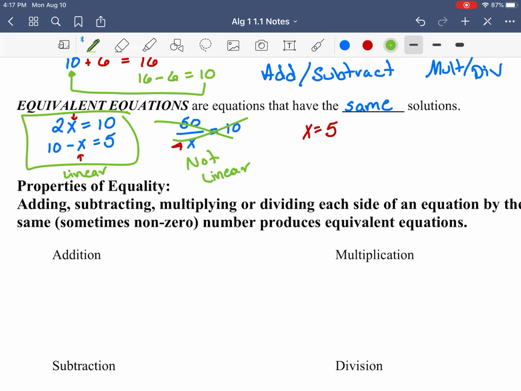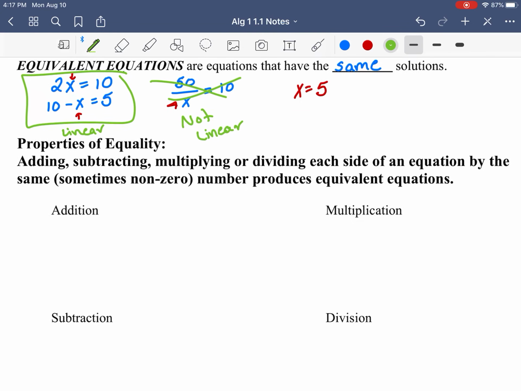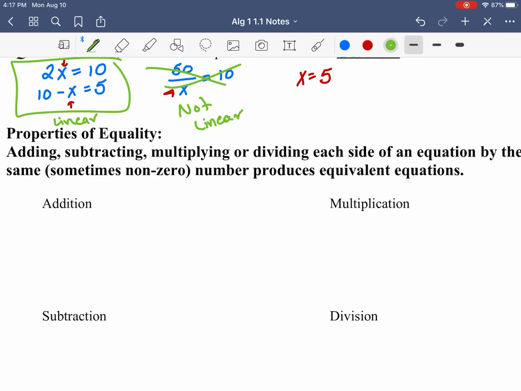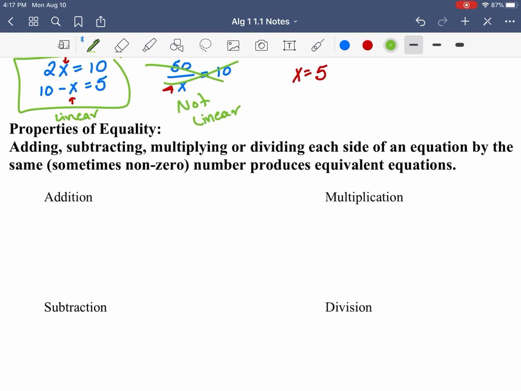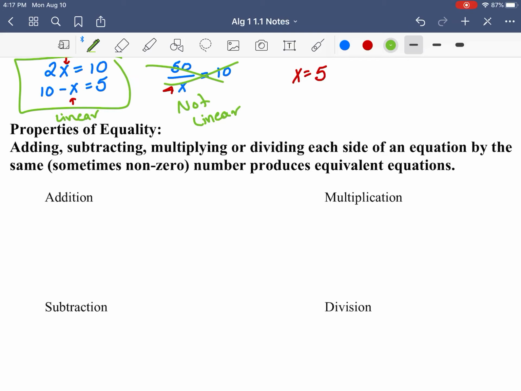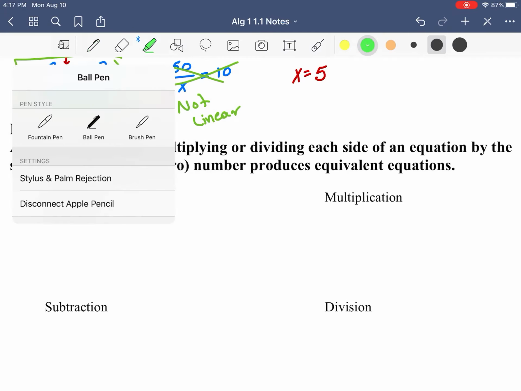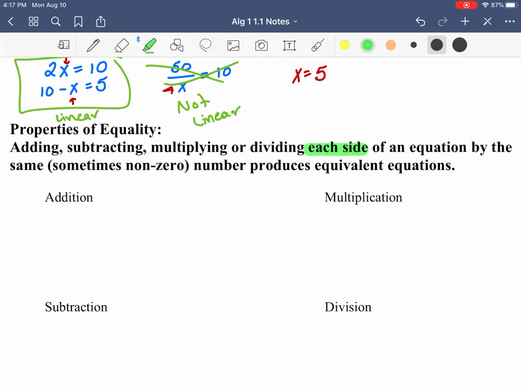Okay, so now we're going to talk about the properties of equality. You've used these already in previous math classes when you've solved equations, but we're going to talk about them again. A property of equality is adding, subtracting, multiplying, or dividing each side. That's an important aspect of this. Each side of an equation by the same number produces equivalent equations.